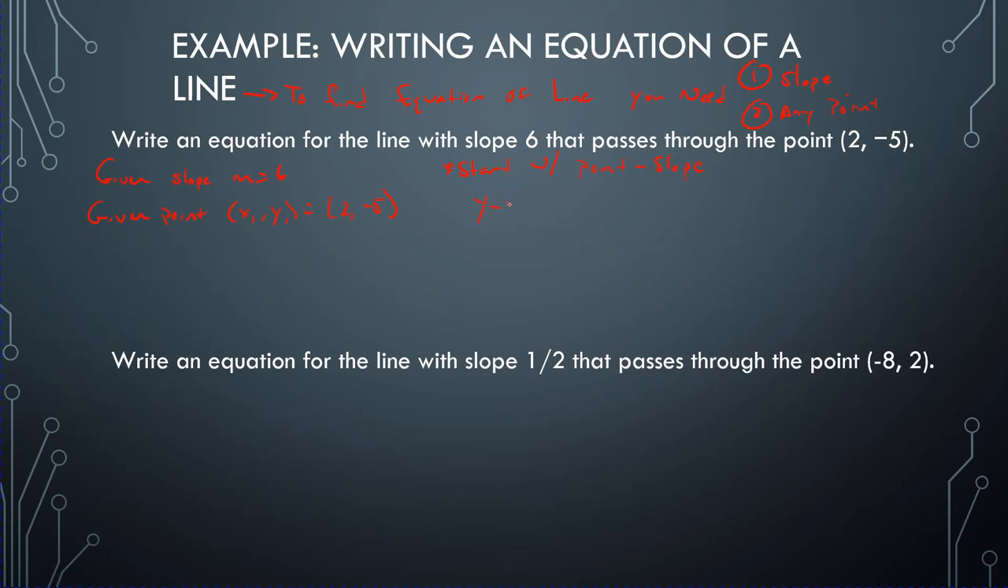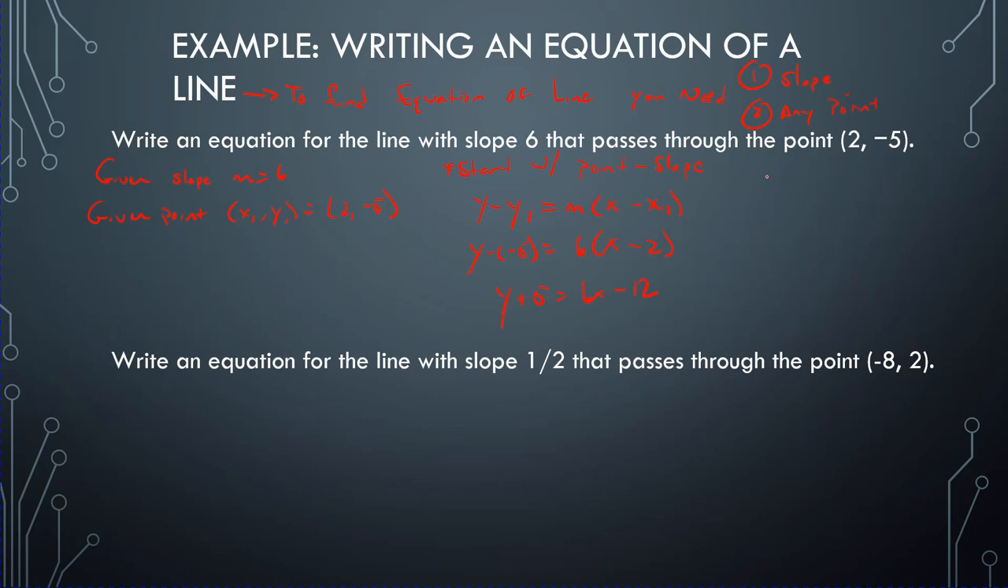And that's y minus y1 is equal to m times x minus x1. So watch, this is y minus 5 is equal to my slope, which is 6, times x minus x1, and my x1 is 2. So now all you have to do is simplify this. So watch, negative, negative, this becomes y plus 5 is equal to distribute 6x minus 12.